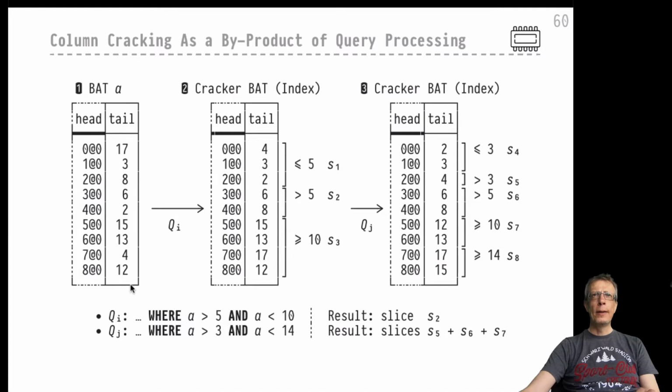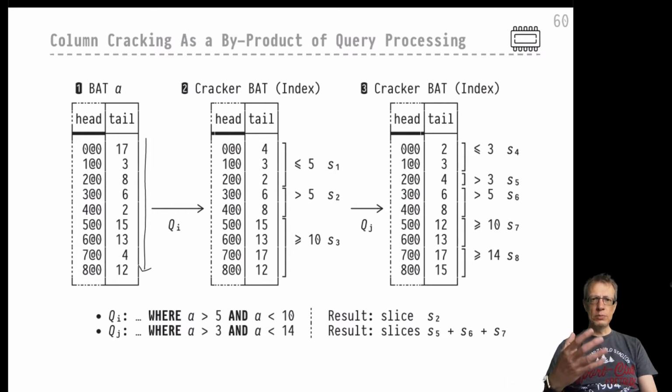Okay. If we opt for the creation of a cracker index, then we can do so. We can build this cracker index while we scan this column from top to bottom to find the matches. We will do this and of course find all the matches to build the selection vector for this particular predicate. But on the side, we will also build a cracker BAT.